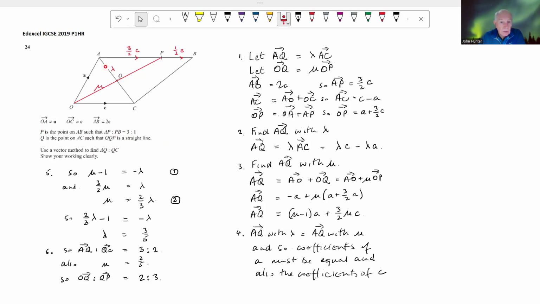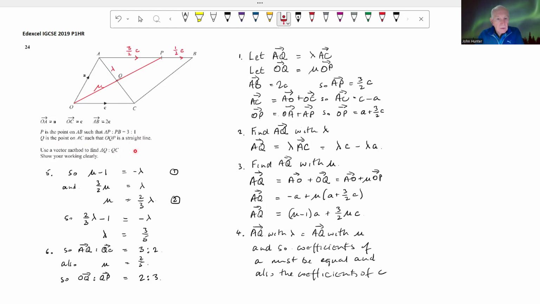Okay, so here we've got this trapezium. OA is equal to a, OC is c, and AB is 2c. That's along there, and I've marked in red my constructions here. P is the point on AB such that AP to PB equals 3 to 1, so I've marked in that AP is 3/2 c. And Q is the point on AC such that OQP is a straight line, so I've drawn that straight line in there. Use a vector method to find AQ to QC.